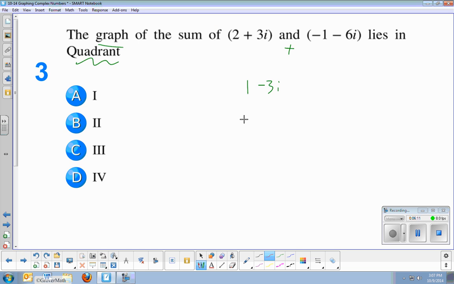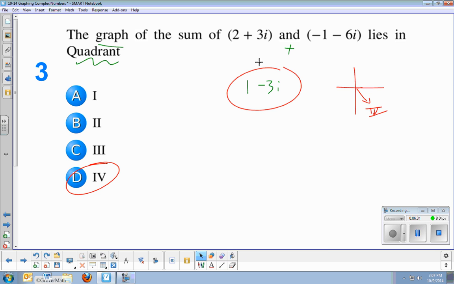So this says the sum of these, which is this, is in what quadrant? And so let's see. It would be a positive 1 and a minus 3i. Positive 1 minus 3i would be like that. And so this is quadrant 4. So the answer is quadrant 4. And you'll see a bunch of questions like this tomorrow. Just add them together. What quadrant is it in?